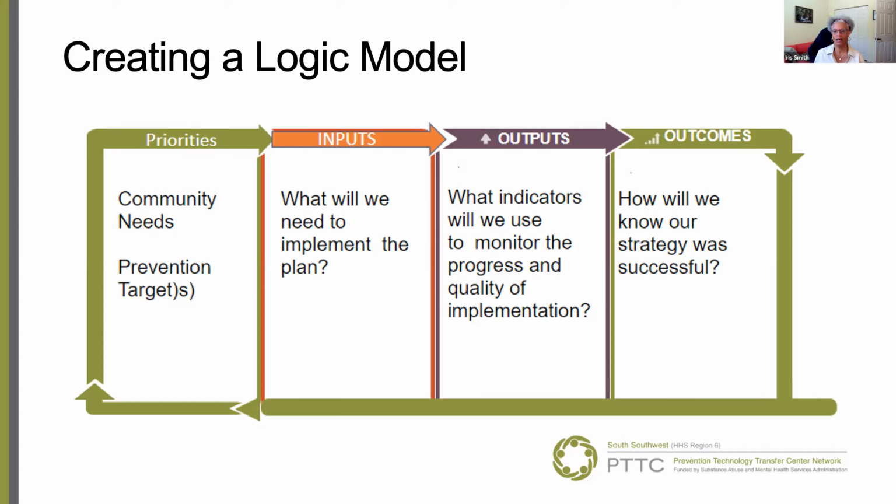And I've talked about outputs and selecting the indicators to monitor your progress and fidelity. And lastly, which is the one that's most important and perhaps the most challenging, is how do you know when your strategy is successful? And you can see the arrows go around because these things feed each other. As you collect data, you may identify additional community needs, or perhaps begin to think about a different prevention target. You may want to modify next time around some things you want to do differently. So it is a cycle.